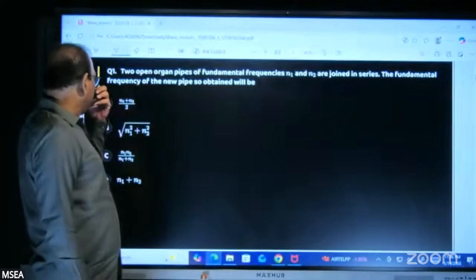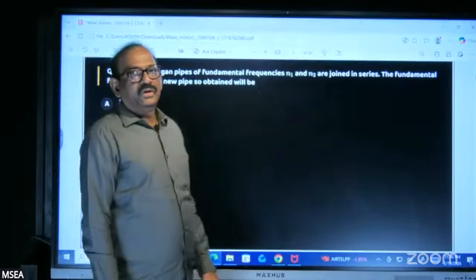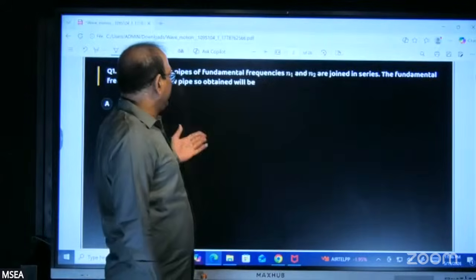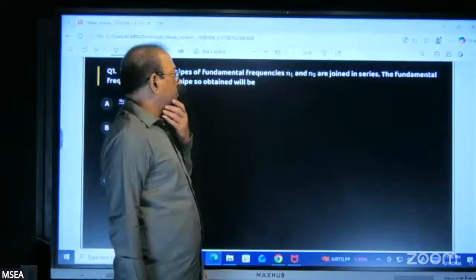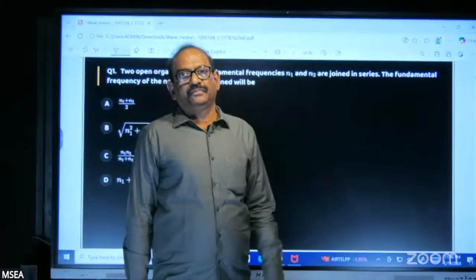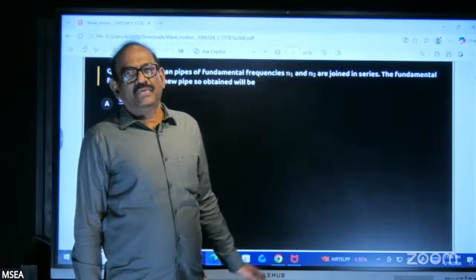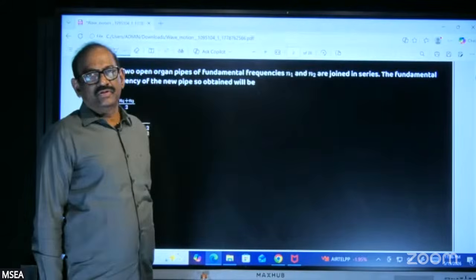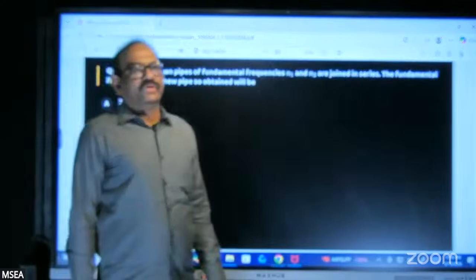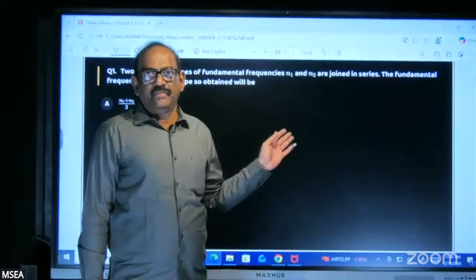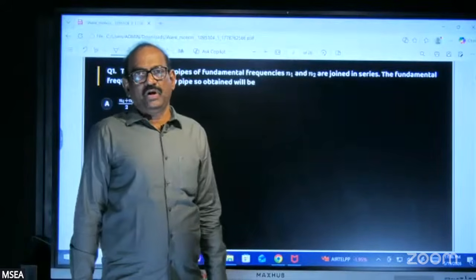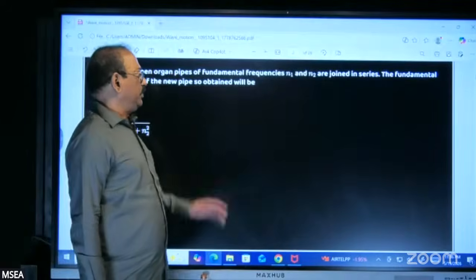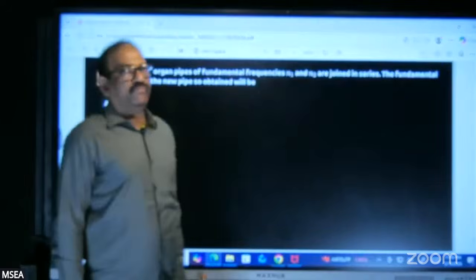Our today's topic is wave motion. This chapter contributes one or two questions in the NEET exam. In this chapter you need to practice more numerical problems, just like units and measurements. I told you, in units and measurements you need to practice more problems. This chapter also, you need to practice a large number of problems.